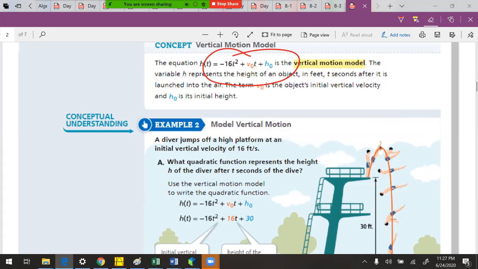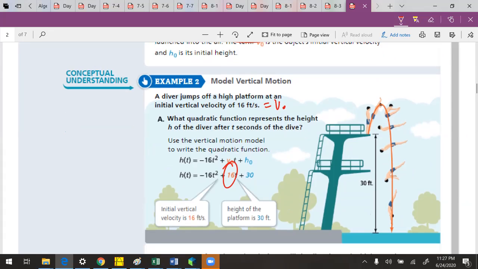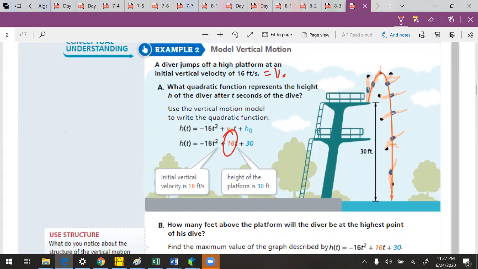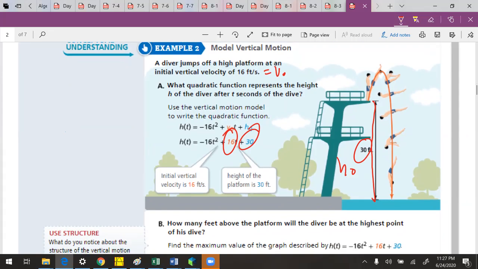A diver jumps off a high platform at the initial velocity of 16 feet a second. So this is going to be my V of 0. That's your starting speed. What quadratic function represents the height? Well, just plug in 16 next to the t, you got it. Notice how the height of the platform is 30. This is your h sub 0. Plug it in, we got it.